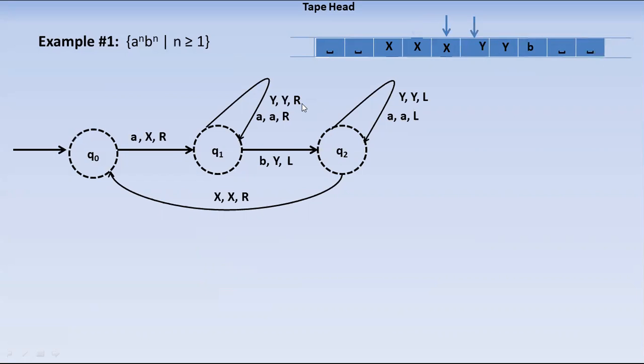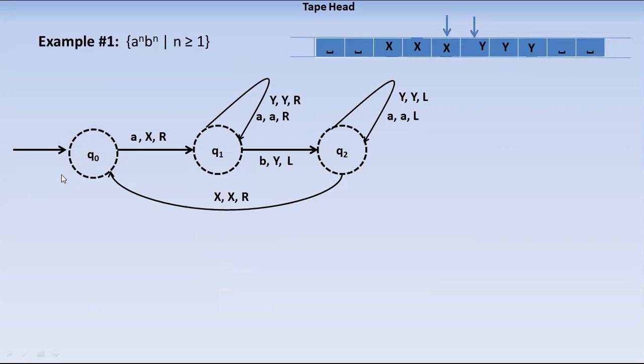In this way, you move forward and finally you go to B. This B will get replaced with Y and we move left until we find the X. So on state Q2, if we find X, then we go to state Q0 by replacing X with X and we move towards the right. Now on state Q0, if we find A, then the same procedure repeats.